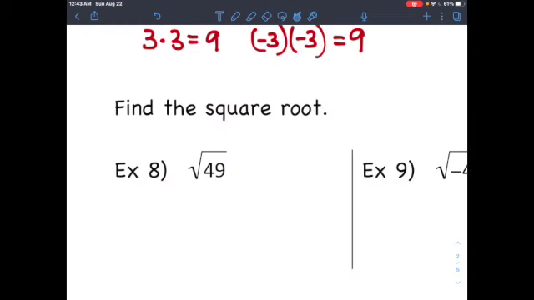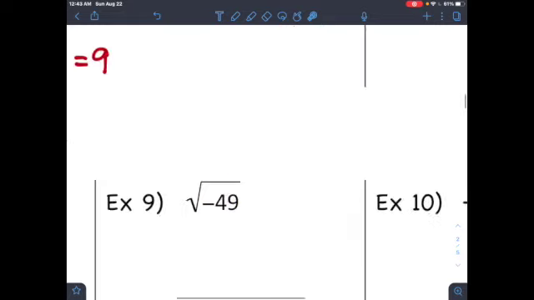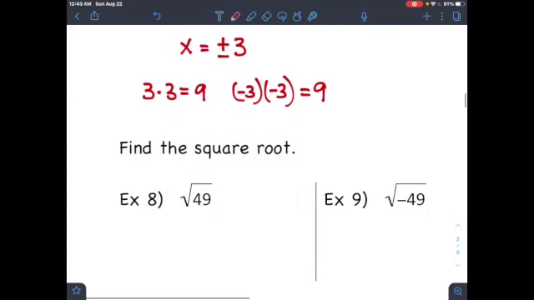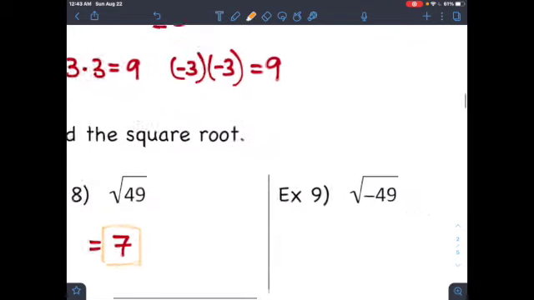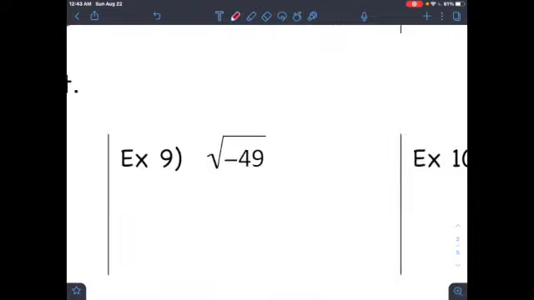Now, here's the next set of information. It says find the square root right here. Now, understand this does not have an equal to x, so we are only looking for numbers that multiply to give you 49. And the 49 is positive, so in this case that is just going to be 7. And the next one is the square root of negative 49. We're going to say that's not possible.